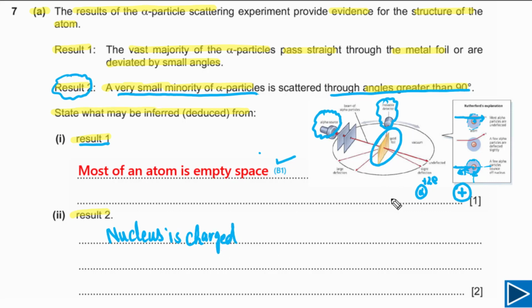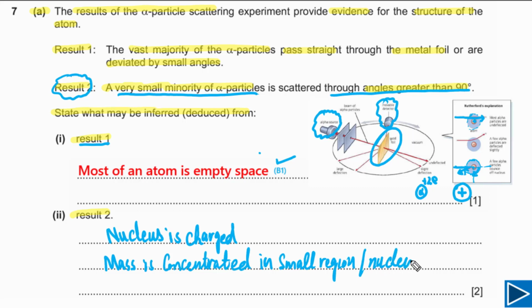The second thing we need to understand is that from here we can also conclude that mass of an atom is concentrated in the nucleus, because most of alpha particles, they went straight through. It means nothing is in this empty space. So the mass is concentrated in the nucleus. Simply we can say that mass is concentrated in small region, and that small region actually is nucleus. We can also write down in nucleus.